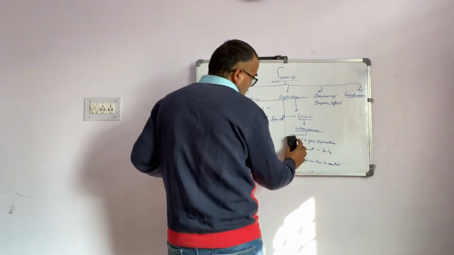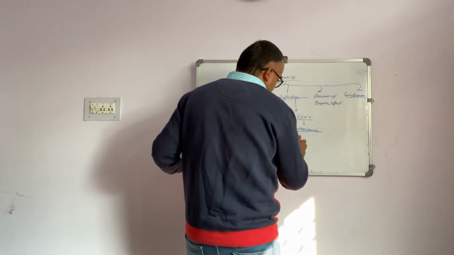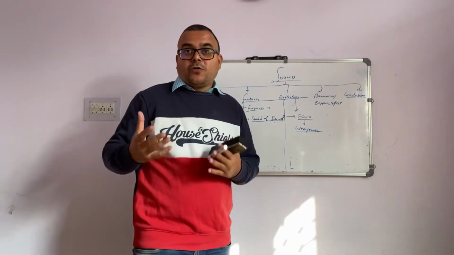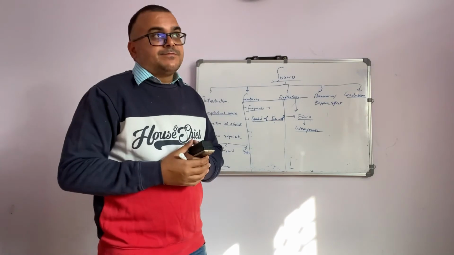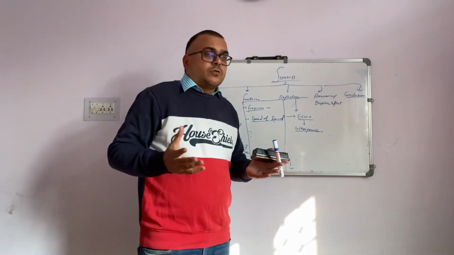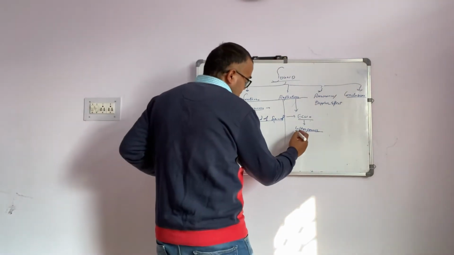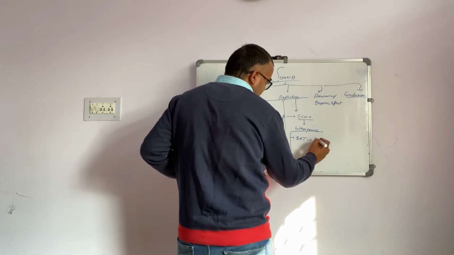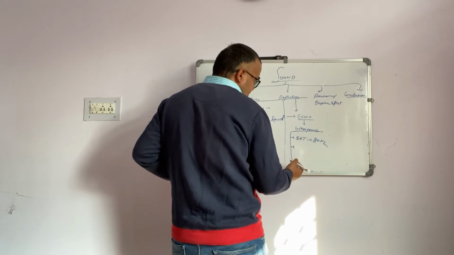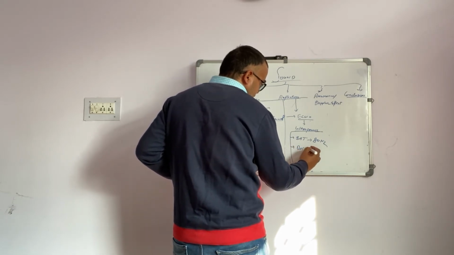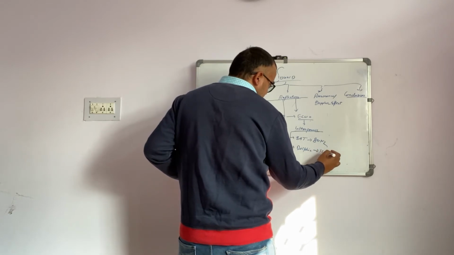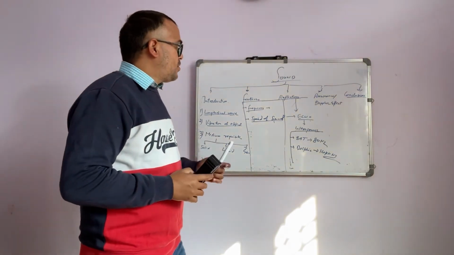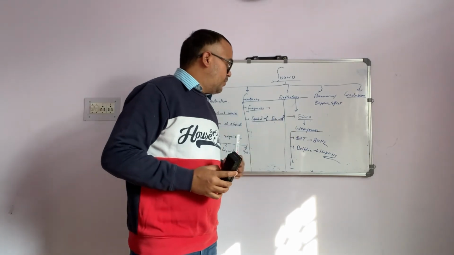Besides this, ultrasonic waves are used by bats to find their prey, and ultrasonic waves are used by dolphins to communicate with each other. For example, bats produce ultrasonic waves of 80 hertz, and dolphins produce ultrasonic waves of 1 lakh hertz. So this is all about reflection and echo.